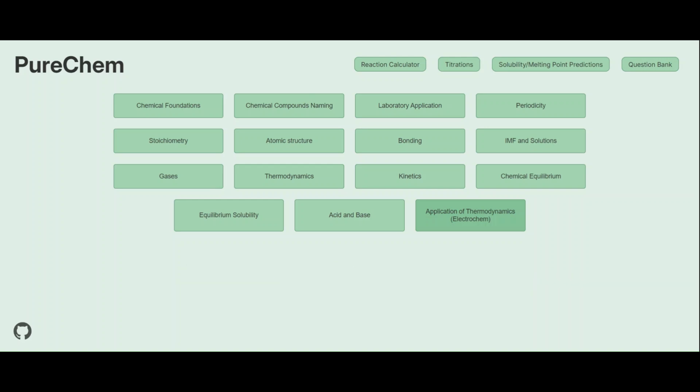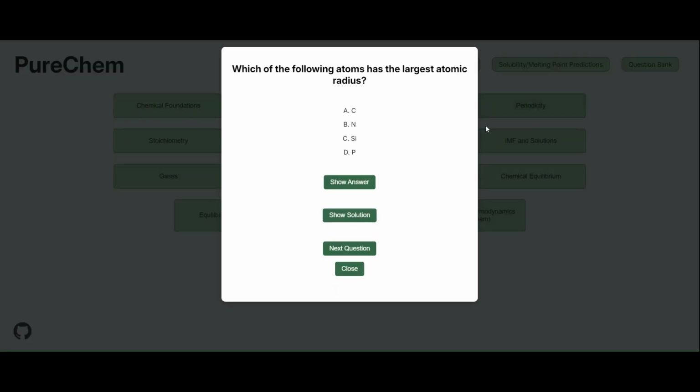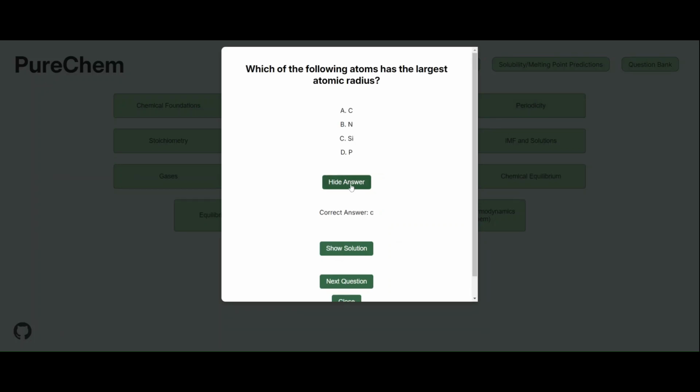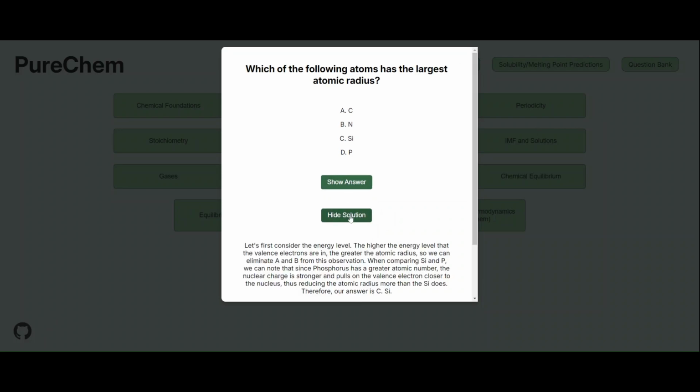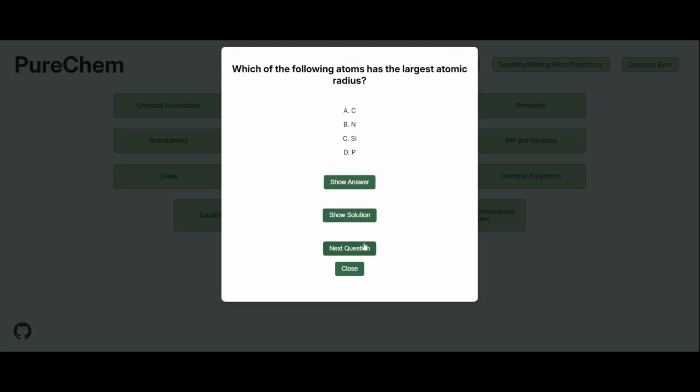Finally, we have a section where there is a question bank for each of the core topics of AP Chemistry. To use this section, simply click on one of the boxes to start. You will be presented with the question, and there will be buttons to show the answer and to show the solution. In order to go to the next question, click on the next question. You can continue going through all the questions until you have seen all the distinct questions. And by then, you'll reach the same question once more.